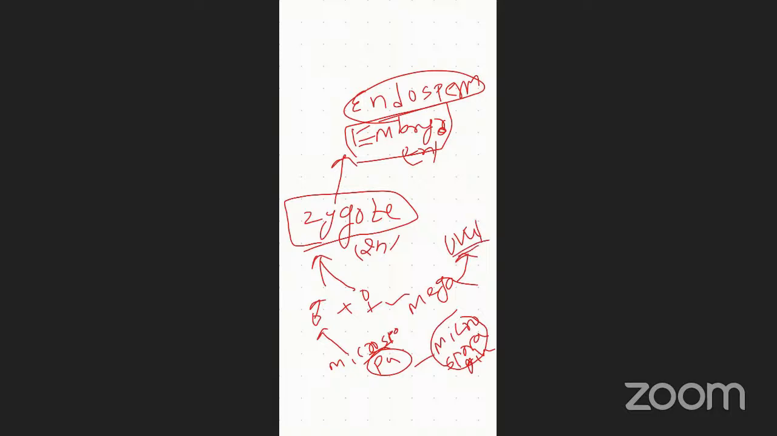Now the microsporangium, anther, is a part of the stamen. And the ovule is a part of the gynoecium. Both the gynoecium and stamen are parts of the flower. So what we discussed here: after embryo formation, it develops into seed and then a plant.